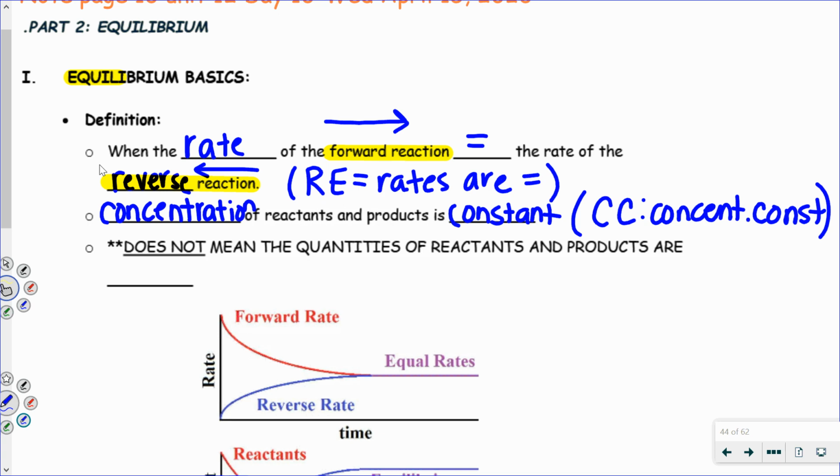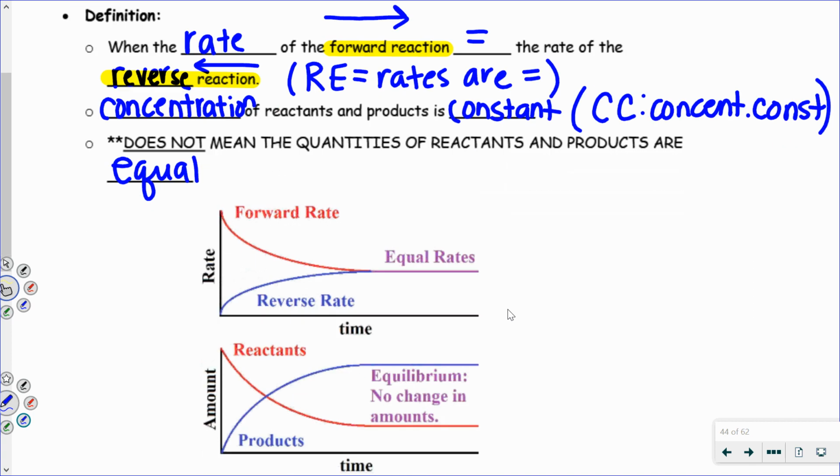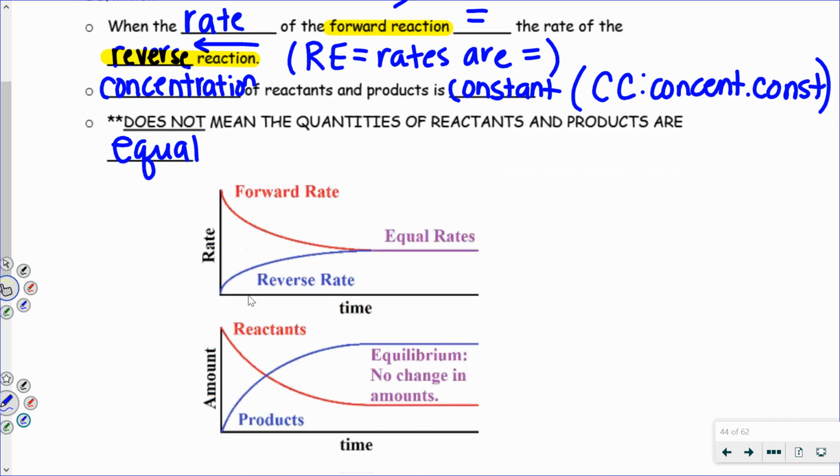Remember, this does not mean the quantities of reactants or products are equal. So equilibrium does not mean your reactants and products are equal. It means the rates are equal. So you can kind of see this in a graphical form. Down on my x-axis, I have time, and then I have rate. So notice at this point right here, the rates are equal to one another. So I think we did RE, rates are equal.